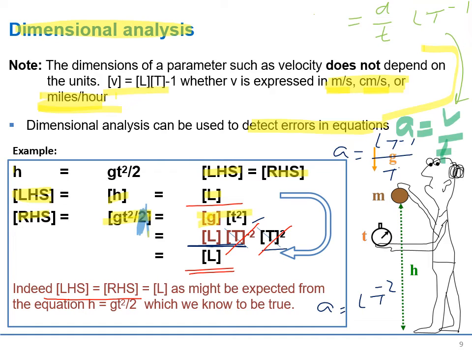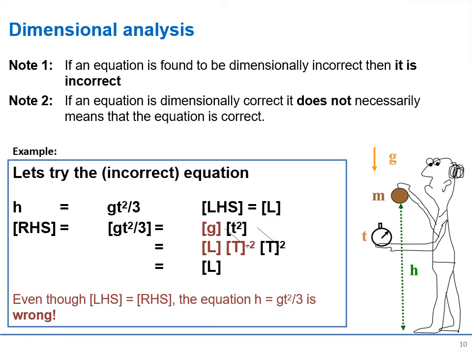Now, if an equation is found to be dimensionally incorrect, then it is incorrect. But if an equation is dimensionally correct, it does not necessarily mean that the equation is correct. So you just need to check whether it is dimensionally correct or dimensionally incorrect.